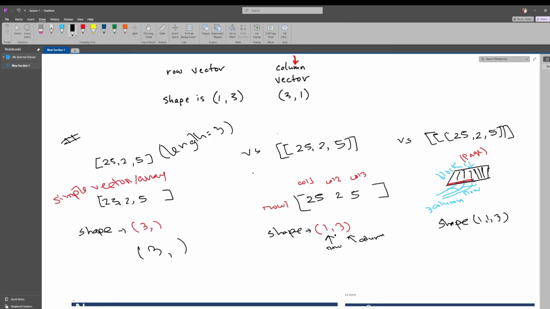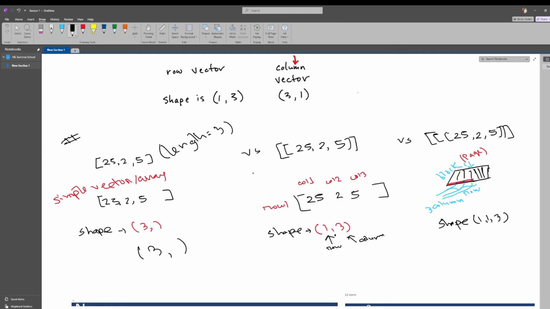But if we use 2 parentheses here, and we write 25 comma 2 comma 5, this is a different thing. In coding, this totally means something different. When we write this, it assumes it as a matrix.